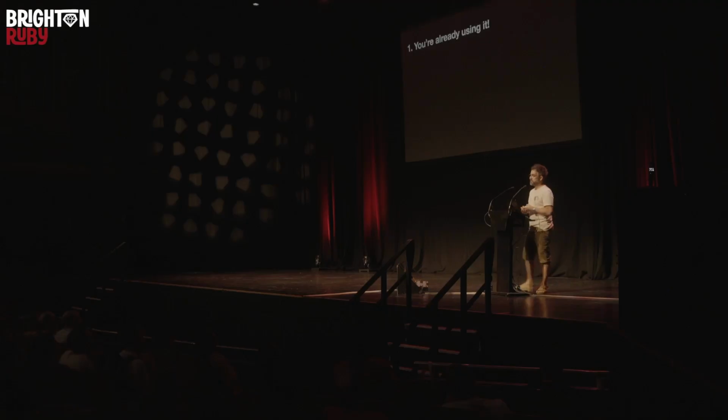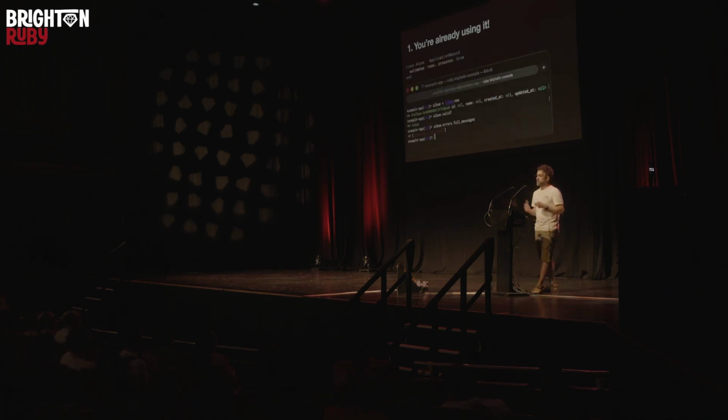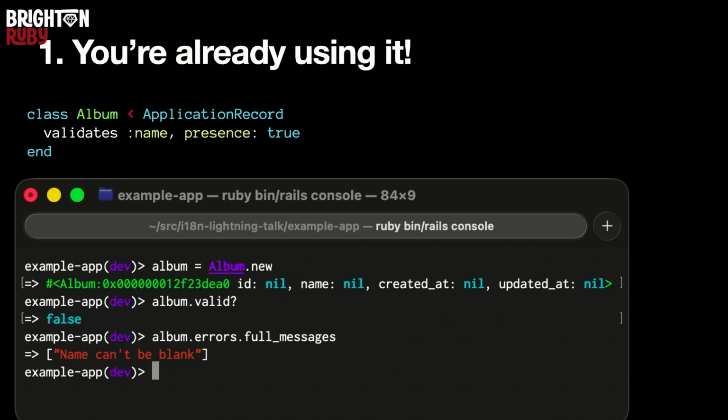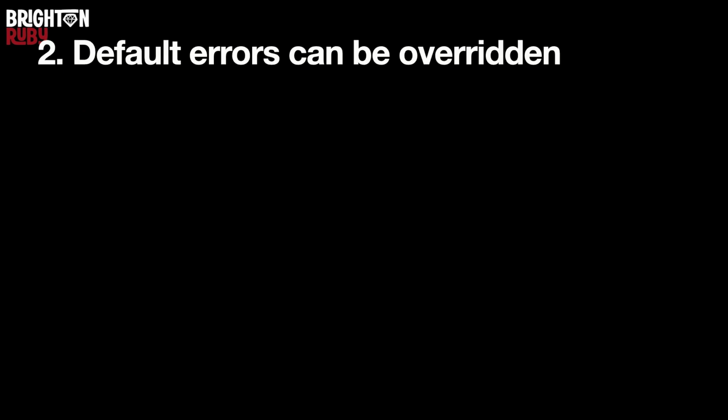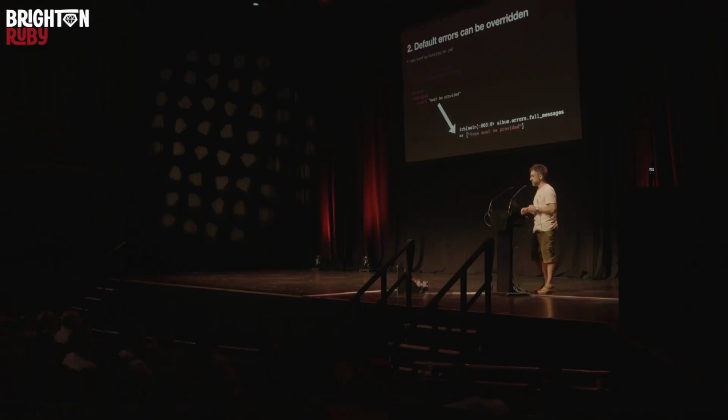Now, firstly, if you're using Rails, then you're almost certainly already using I18N, even if you don't realize it. That's because it's baked into the very heart of the framework. For example, Active Record is using I18N under the hood to construct the error messages for its validations. It does so using a series of locale files that ship as part of Active Model, which brings us neatly onto number 2. All the default error messages are overridable by you. All you need to do is replicate the same key structure, and you can provide your own phrasing for every validation that ships with Active Record.